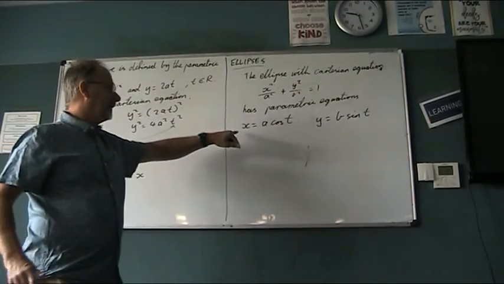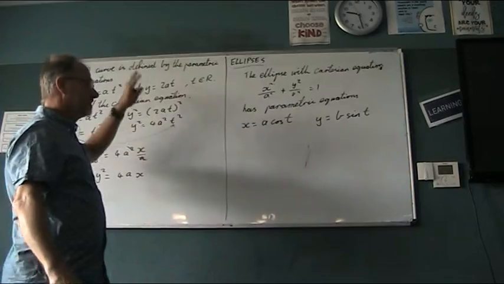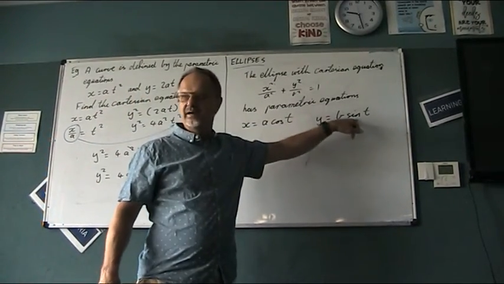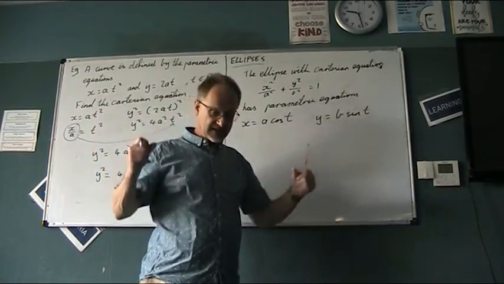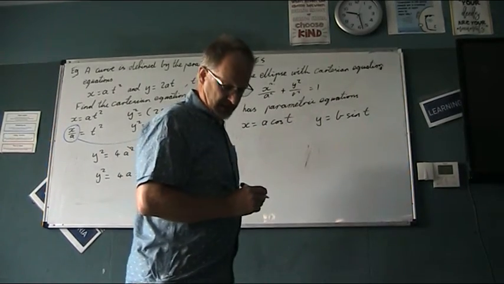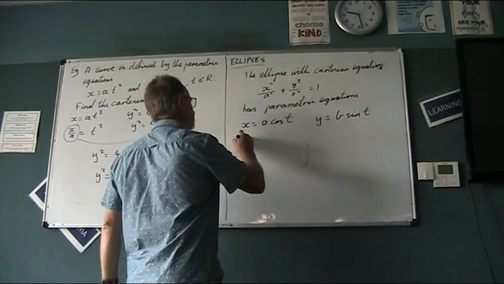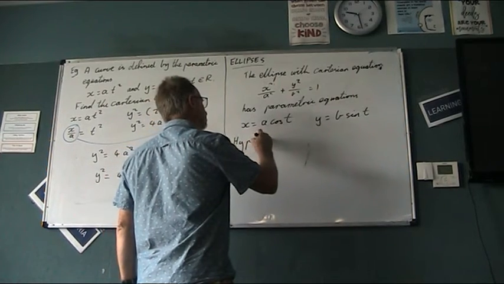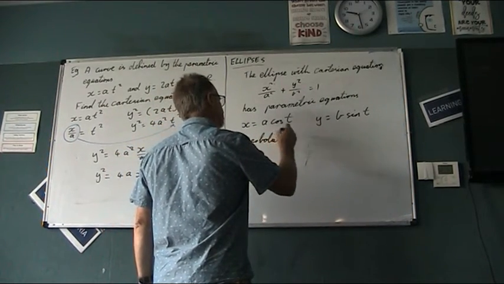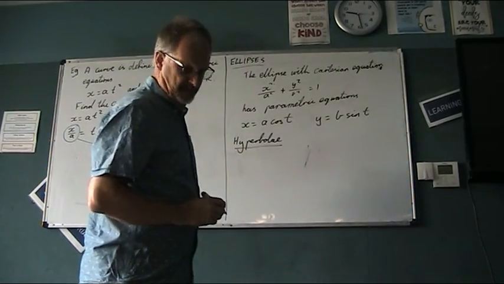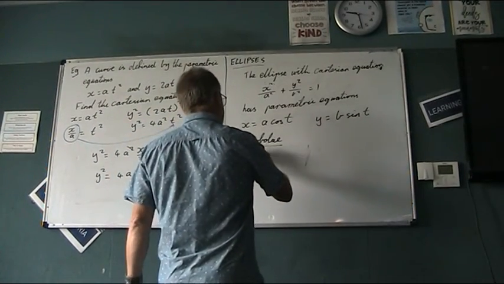If you were to, you would use the same technique as we did before, getting cos squared and sin squared, if we wanted to get a Cartesian. Hyperbola. So let's have a look at the hyperbola.